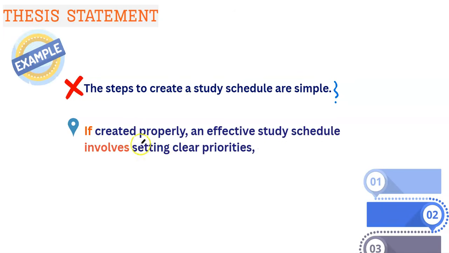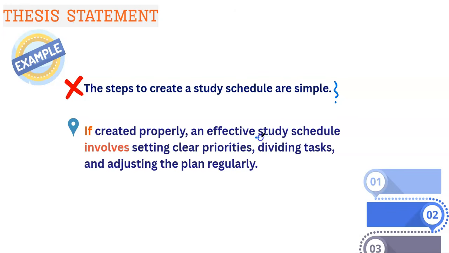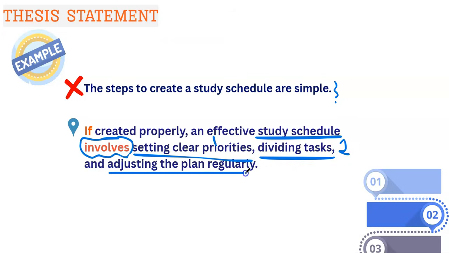If created properly, an effective study schedule, this is our topic, it's very clear, involves, we're using the verb involves, setting clear priorities, body 1, dividing tasks, body 2, and adjusting the plan regularly. Now, these are the subtopics which will align with the body paragraphs.